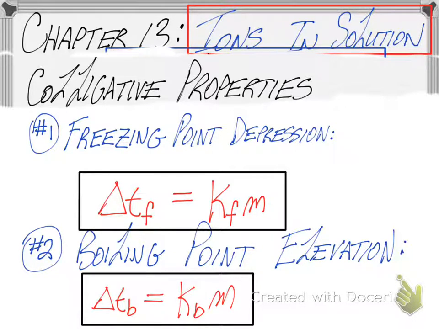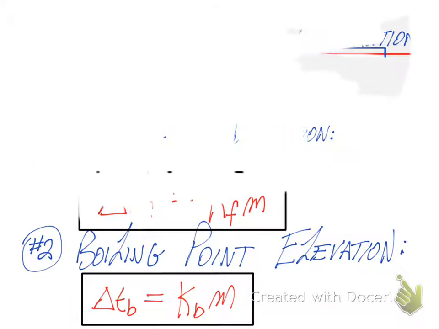And the boiling point elevation can be calculated very similarly. In this case, it's change in temperature boiling, ΔTb, equals, again, the boiling point constant, which is 0.51 degrees Celsius per molal, which will be provided for you, times the molality of the solution. So those are the two formulas to compute these. So let's look at a problem.